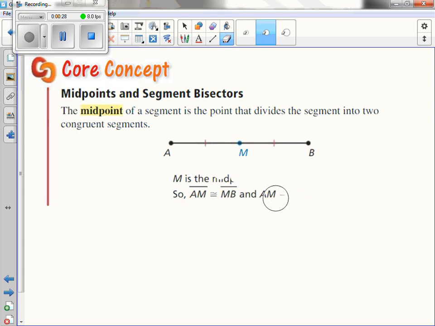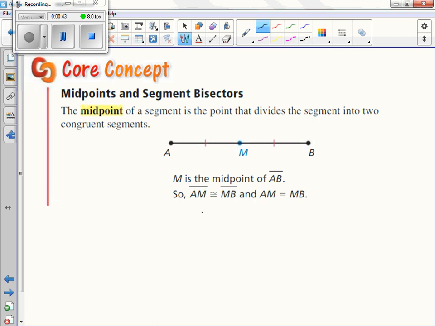So on this here, M is the midpoint of line AB. M is the middle, so that AM, the distance from A to M, is the same as the distance from M to B. Now notice this. It has AM with a line above it, and then this symbol in the middle. That symbol is an equal sign with a little swirl line over the top of it, and that is congruent. It's saying that these two line segments are congruent to each other.